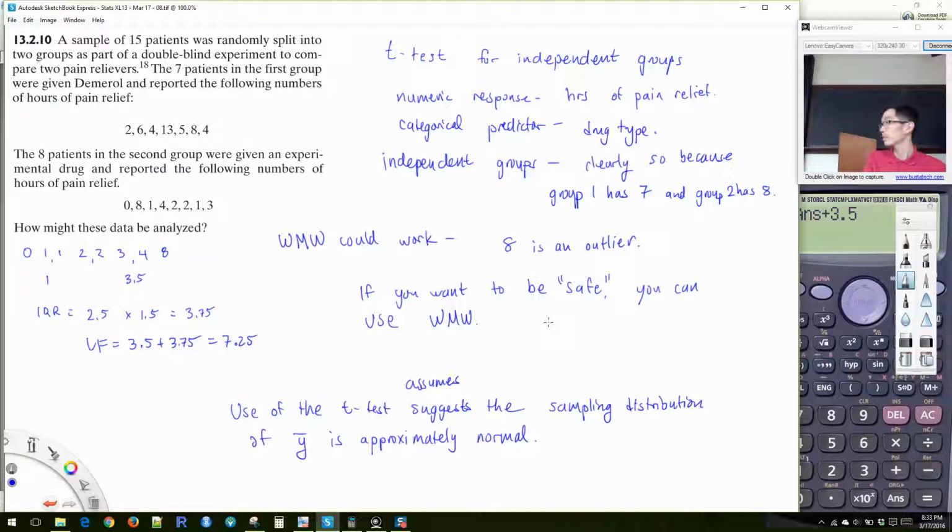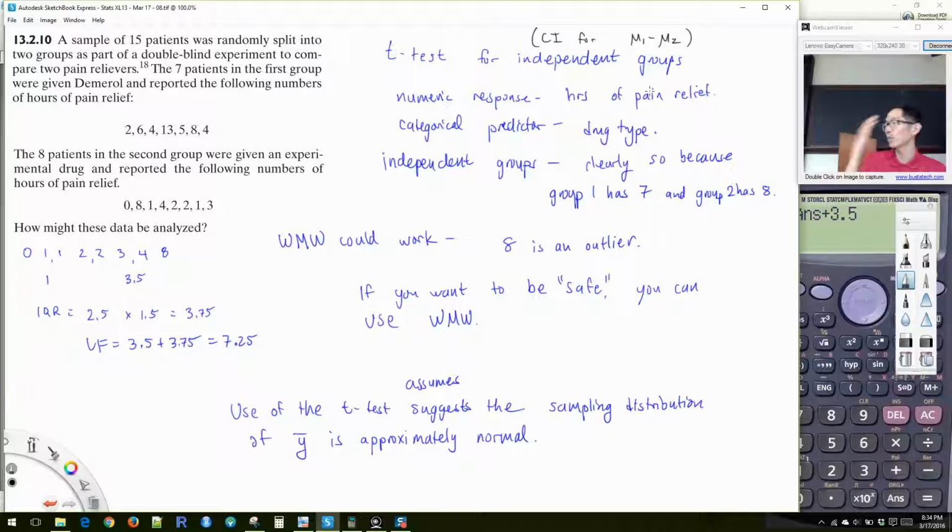Yes? I have a question. How come it wasn't the CI for mean 1 minus mean 2? The CI for mu1 minus mu2 is essentially the same thing as a t-test for independent groups. If you're doing a non-directional t-test for independent groups, they're essentially the same. If you do a t-test that's directional, then it's no longer the same.